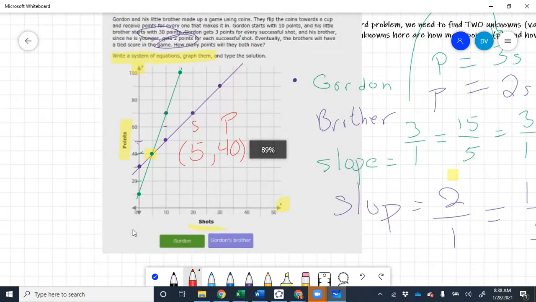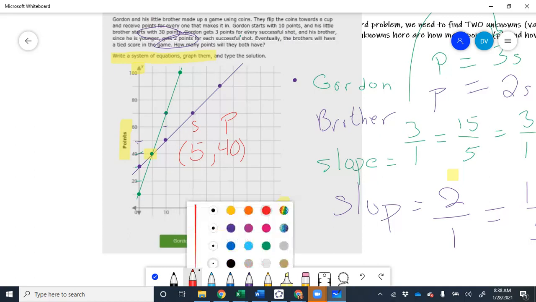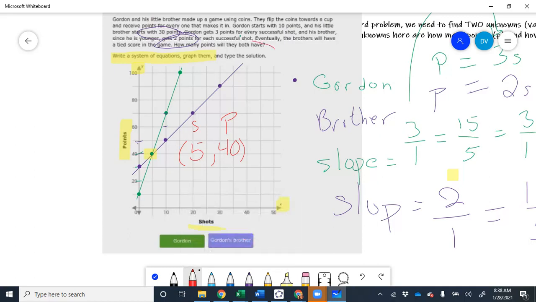And so we didn't copy that. So whichever one they asked for, actually they asked for it up here. It says up here, how many points will they both have? So in the box, which I didn't copy, the number of points will be equal to 40. Okay, 40 is your answer. But we had to graph those in order to see that. And before we graph them, we had to write those two equations.